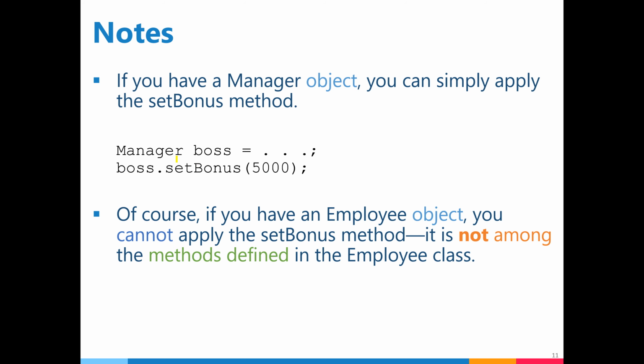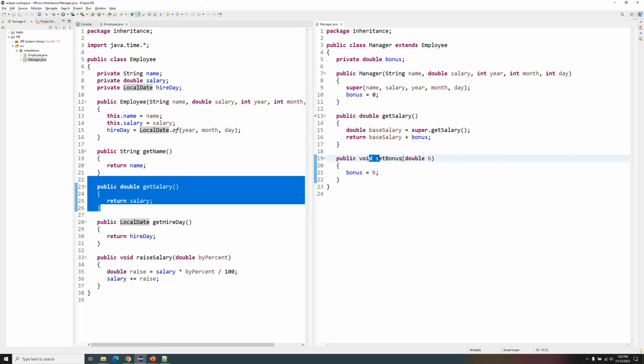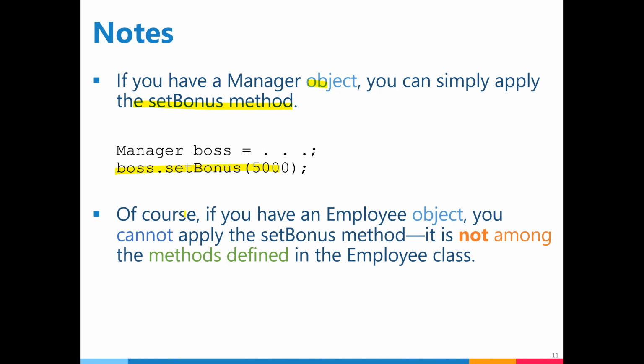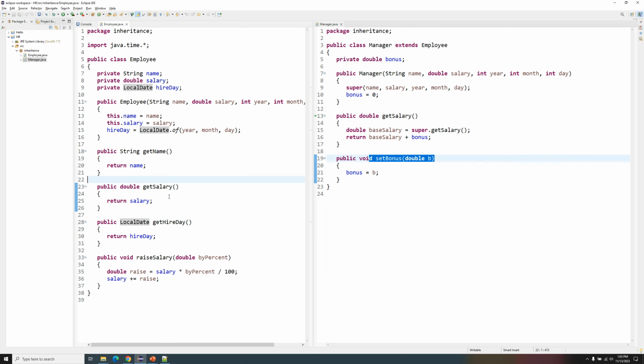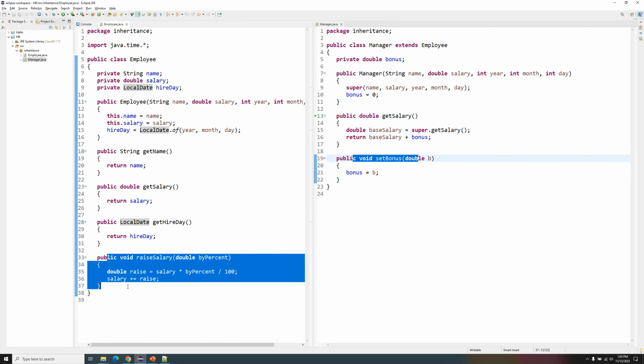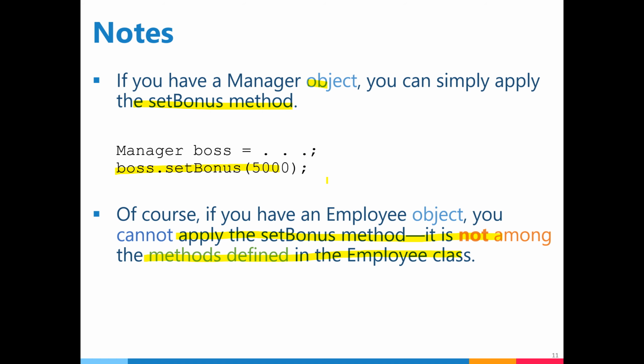So let's move on to the question I'm going to ask you. If you have a manager object, you can simply apply the setBonus method. Yes, we can call the setBonus method easily with this one. Of course, if you have an employee object, you cannot apply the setBonus method. It is not among the methods defined in the employee class. If you go back to here, we don't have a setBonus function in the employee class. So there is no function. How can I call this one? That makes sense. Move on.